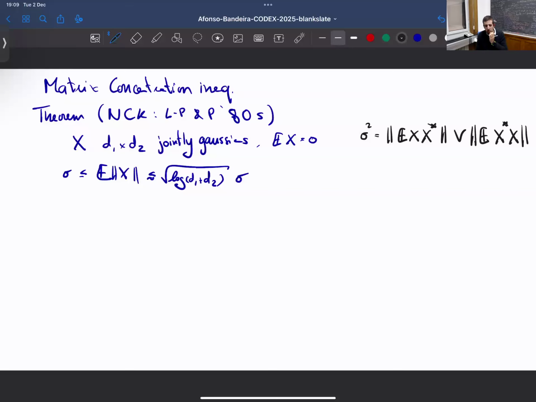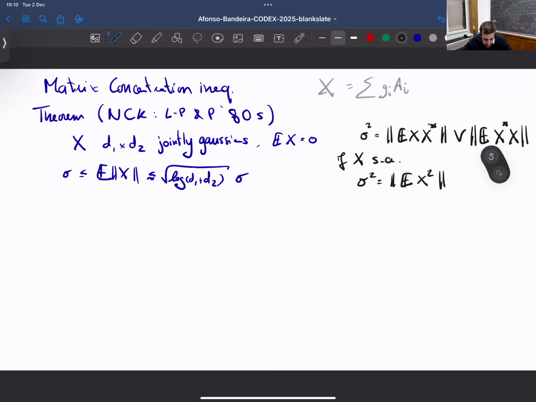Maybe you've seen these inequalities. Any matrix with jointly Gaussian entries, you can always write as a sum of g_i A_i, where the A_i are deterministic and the g_i are i.i.d. It's the exact same thing. And just to make things easier to see, if X is self-adjoint, then sigma squared is just the more familiar expected value of X squared. The remarkable thing here is the matrix can have all sorts of dependencies, and the norm, up to at least a log, is given by this parameter sigma.